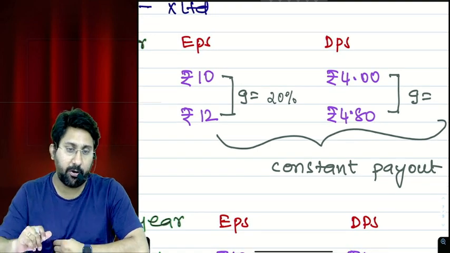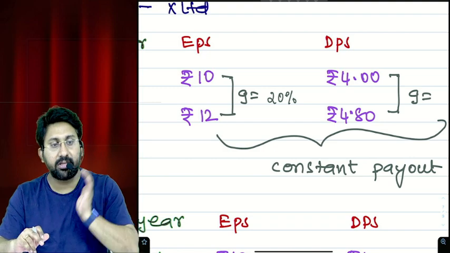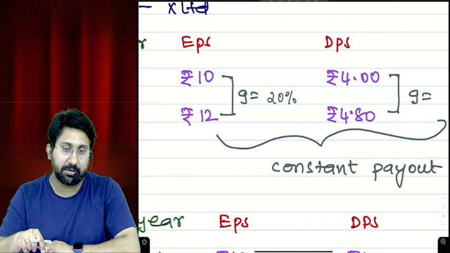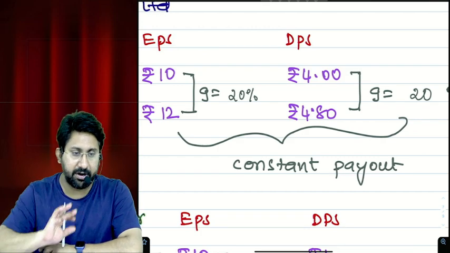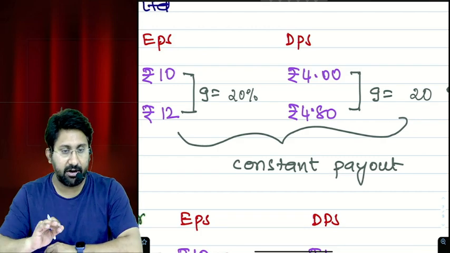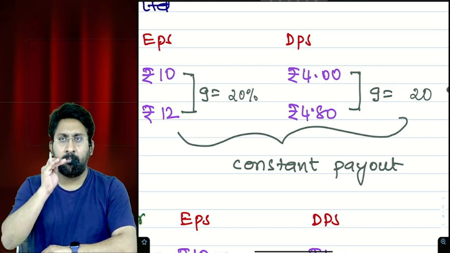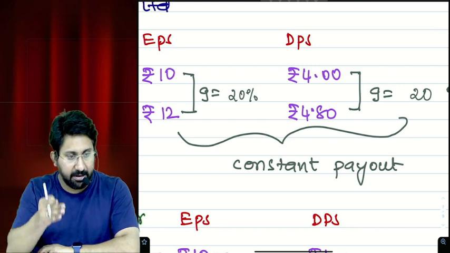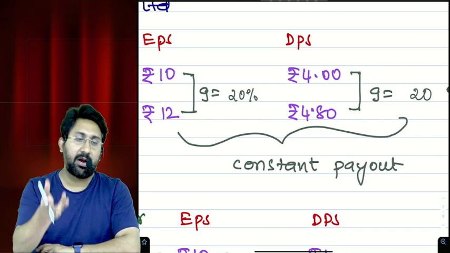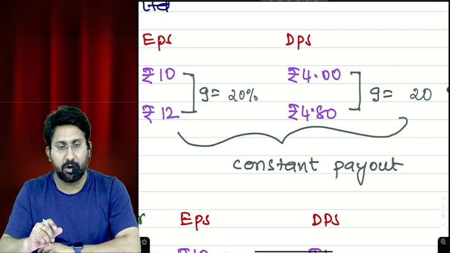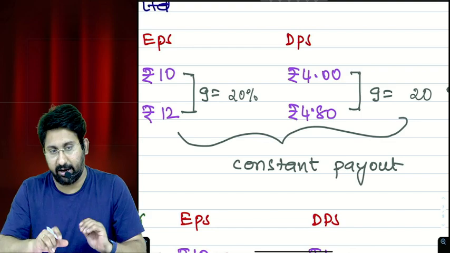DPS came to 4.8. Now see the growth in EPS. 10 became 12 means 20% growth. If 12 is taken as the base, it is 33.33, but for understanding's sake, I have written 20% here. 12 minus 10 divided by the base 10 into 100 will give you 20. Effectively, if you want to find, you can divide it also. It becomes 33.33, but 20 may be more fairly correct.